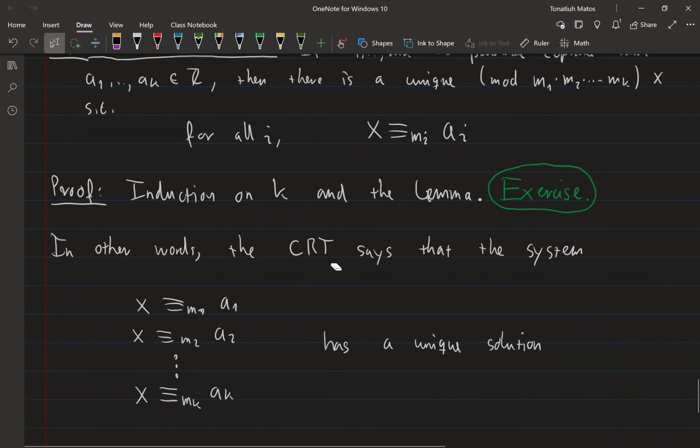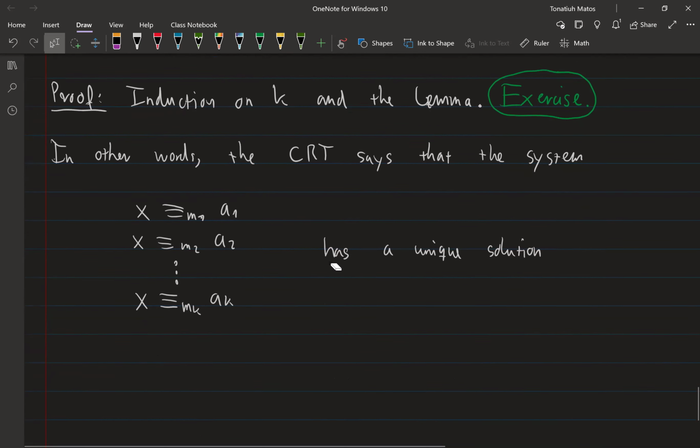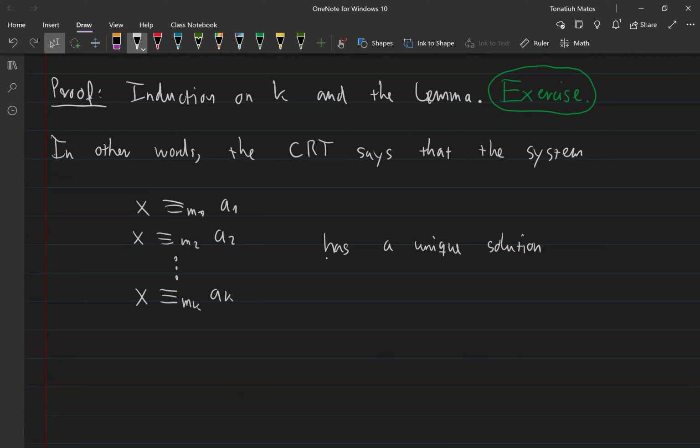They might not give you the right answer if you change these things a little bit. So I will add a comment on that in a second. This has a unique solution mod the product, right? So M1 times M2 and so on, up to MK.